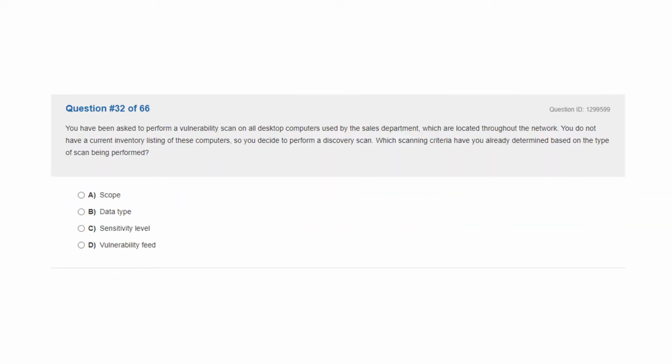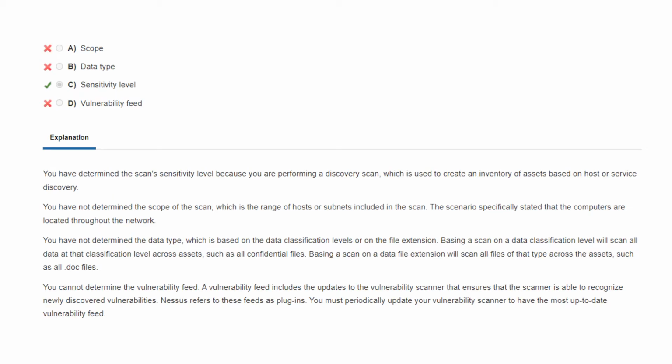Question 32. You have been asked to perform a vulnerability scan on all desktop computers used by the sales department, which are located throughout the network. You do not have a current inventory listing of these computers, so you decide to perform a discovery scan. Which scanning criteria have you already determined based on the type of scan being performed? The correct answer here is C, sensitivity level.